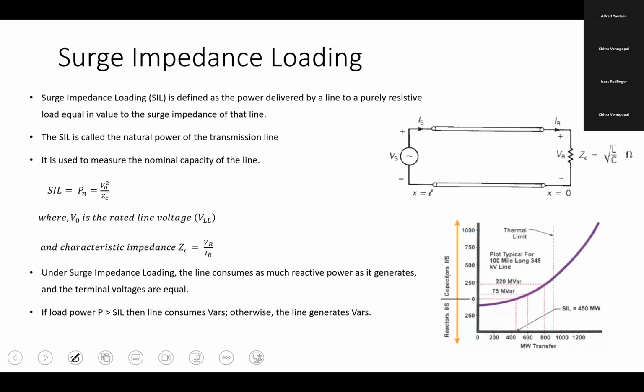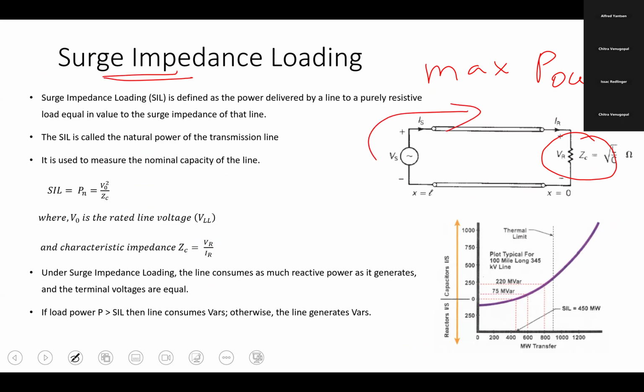Right. So the surge impedance loading. This is what we are talking about, maximum power transfer. When the load impedance is equal to the surge impedance, then you can transport maximum power because the line is lossless. When the line is lossless, whatever you are sending at the sending end must be received at the receiving end. That means there is maximum power transfer happening, and it proves the maximum power transfer theorem in the other way. So your load impedance and the surge impedance must be equal.